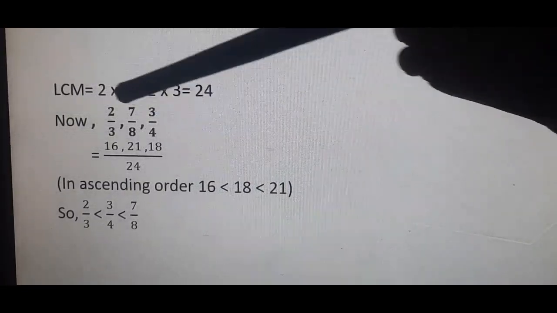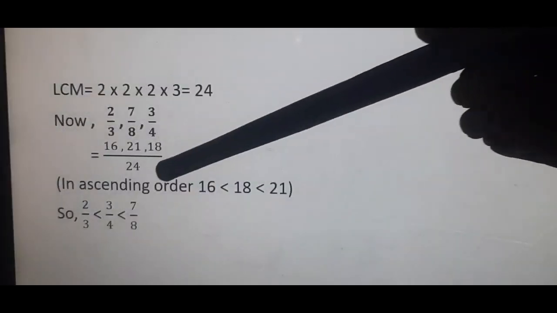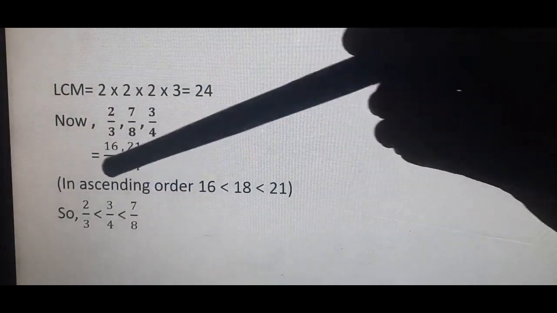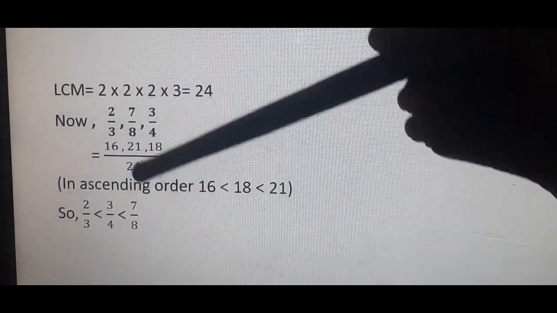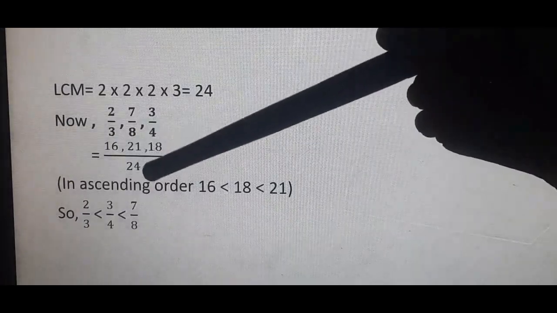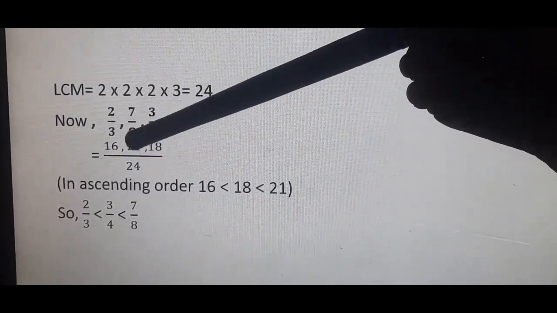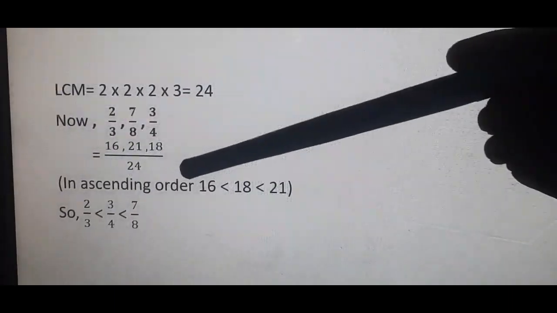Now write down the numbers again: 2 upon 3, 7 upon 8, 3 upon 4. LCM we will write down as a denominator, put the bar. Now 24 divided by 3 will give the answer 8. 8 2s are 16. 24 divided by 8 will give the answer 3. 3 7s are 21. Put commas here.